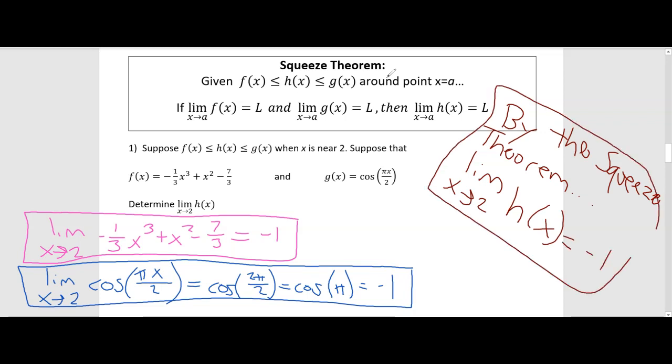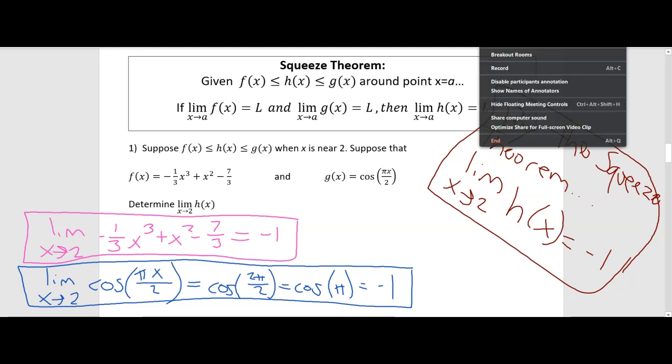Now, if you don't use the squeeze theorem and you just say the limit as x approaches 2 of h of x equals -1, you would not receive full credit, right? Because there's no way to show what that limit is unless you use the theorem up above, the squeeze theorem or the sandwich theorem. If you said the sandwich theorem, you would also get credit as well. Okay, let's move on to the next question.